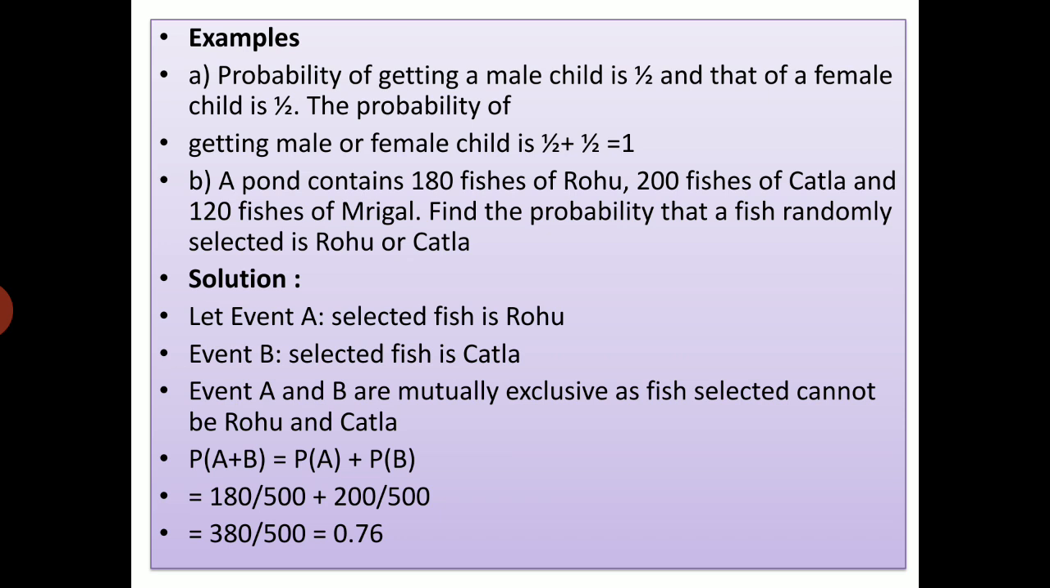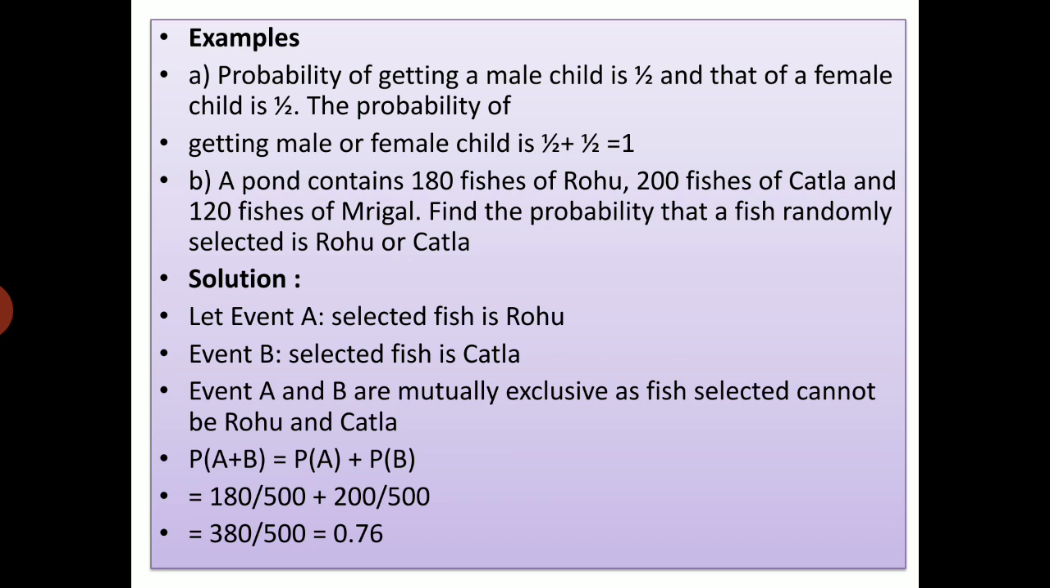तुम्ही नेट टाकला आतमध्ये आणि त्यातनं येणारे फिश हे रोहू किंवा कटला असू शकतील, याची प्रोबॅबिलिटी किती आहे, हा प्रॉब्लेम आहे. So let's say event A: selected fish is rohu, event B: selected fish is katla. Events A and B are mutually exclusive. रोहू मिळत असेल तर त्या कॅचमध्ये कटला मिळेल काय? नाही मिळेल. So both the events are exclusive. Event A and B are mutually exclusive as the fish selected cannot be rohu and katla. दोन्ही एकाच ह्याच्यात नसणार आहेत.